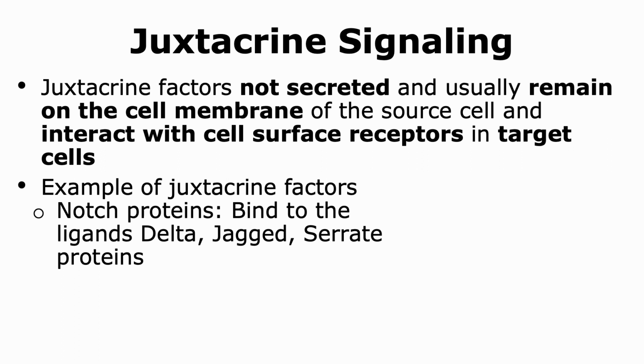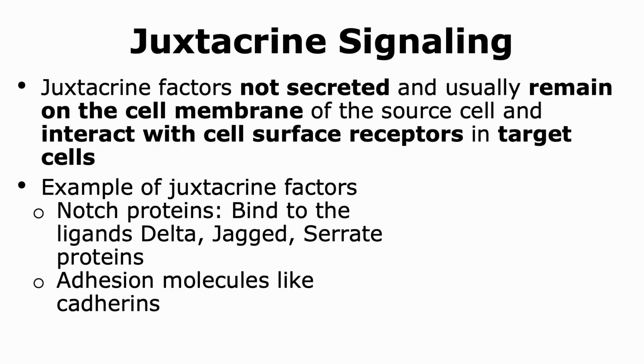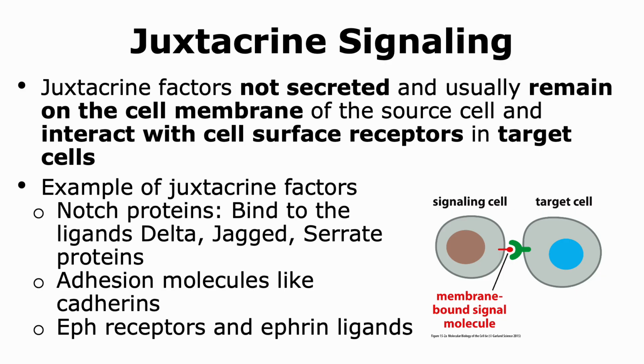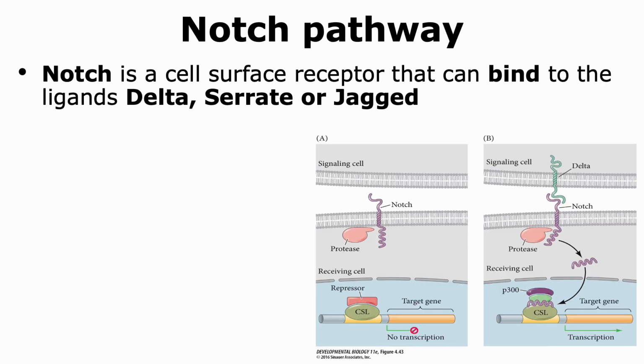We're going to look at three different examples of juxtacrine factors. The first one being the notch proteins that can bind to the ligands that are called delta, jagged, and serrate. Another example of juxtacrine factors are the adhesion molecules like cadherins and the EPH receptors and ephrin ligands. Out of all of these, we're going to focus on the notch pathway. Now, notch is a cell surface receptor that can bind to the ligands delta, serrate, or jagged.